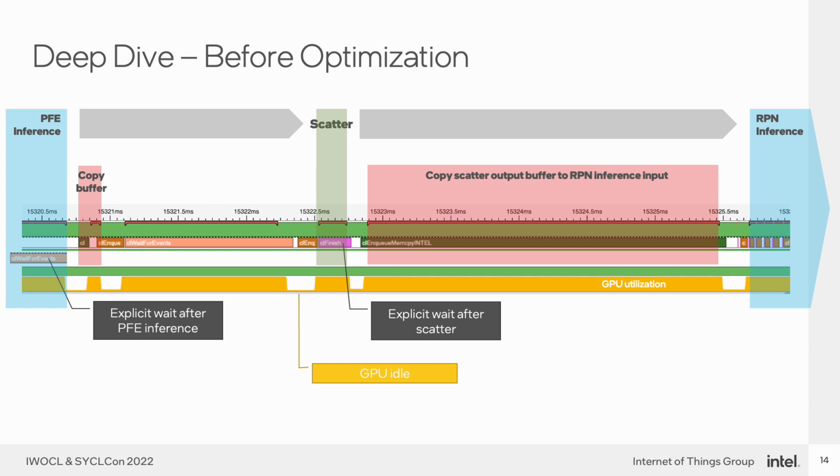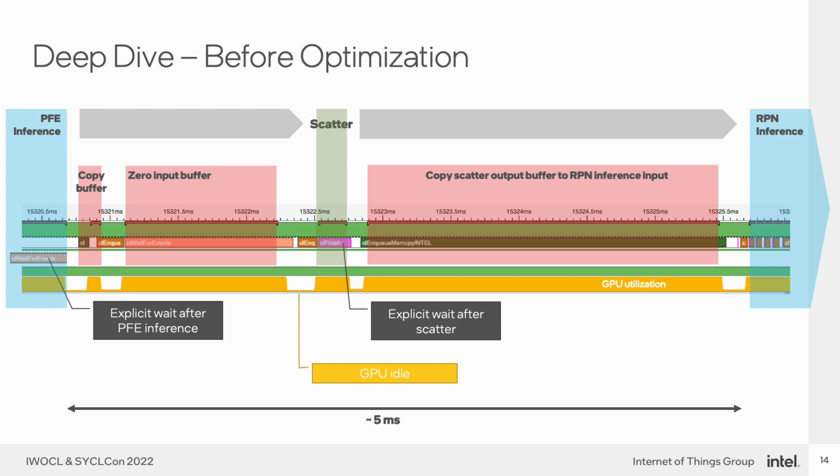There are also explicit waits on the application thread. For example, the application is waiting for completion of the scatter stage before scheduling the subsequent inference stage. This is causing idle time on the GPU. Finally, there is also some good time spent clearing an input buffer. Unfortunately, we can't get around this cost.